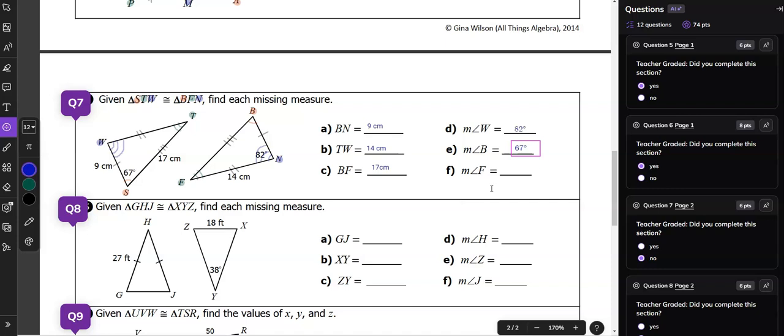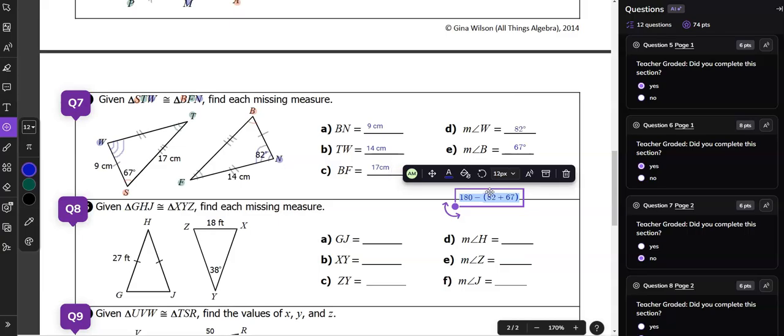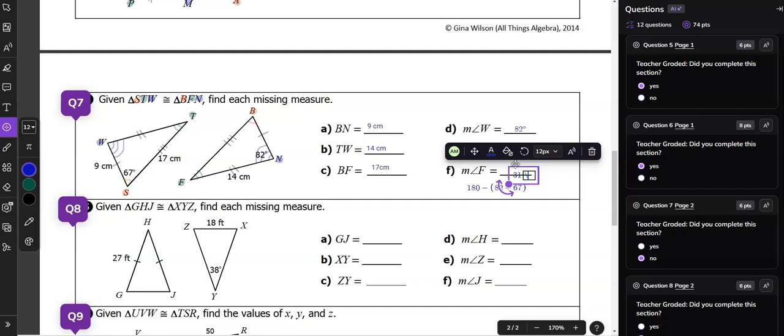And then finally, angle F is going to be our unknown here, because angle B is 67 and angle N is 82. So to find angle F, we're going to take 180 and subtract the sum of the other two angles in the triangle. And we get 31. So the measure of angle F is 31 degrees.